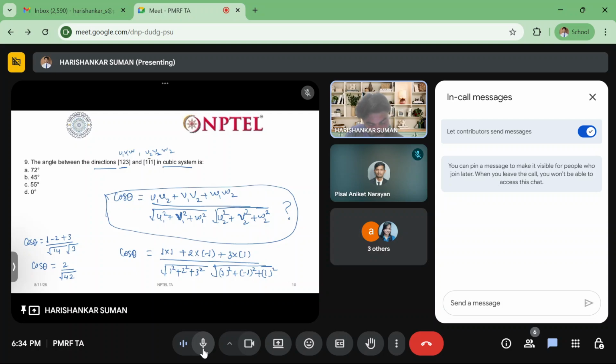Please solve this. Take the cosine inverse of 2 by root 42 and find out theta. So the answer will be 72. This theta for this value 2 by root 42 will be 72.